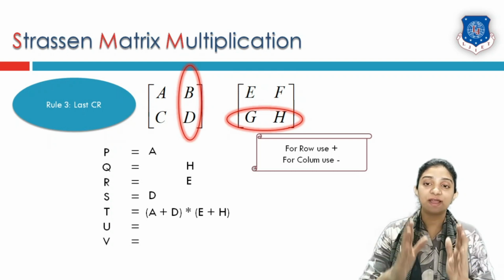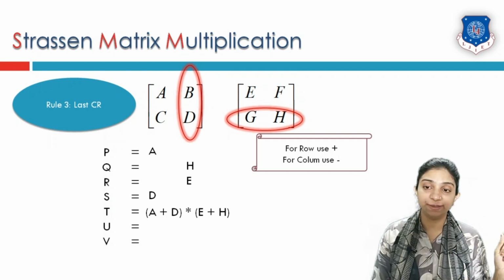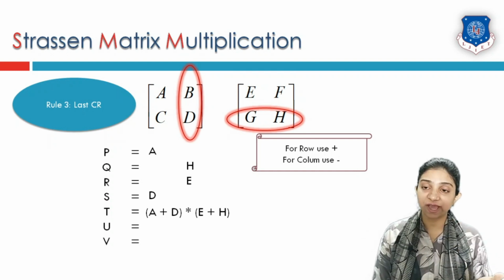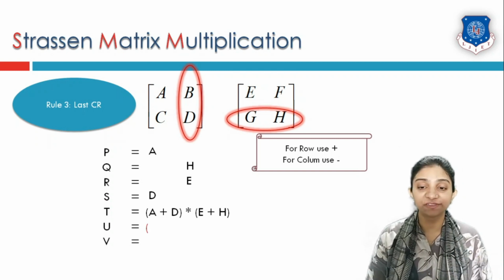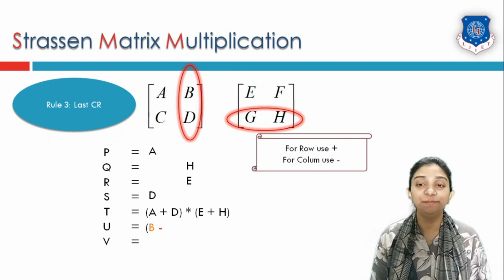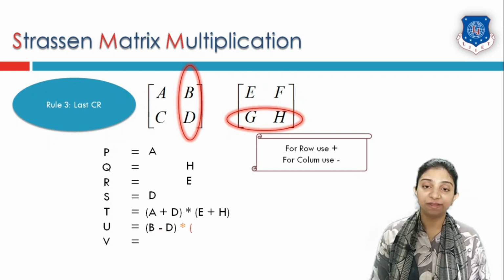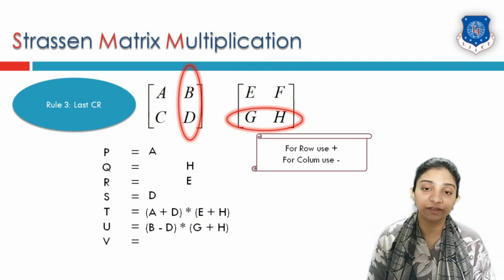So here we have B and D. That's why we will write down B minus D into G and H. I will use plus sign because they are row elements. So I will call it as G plus H. So this is B minus D into G plus H. So this is my third rule and I have done with 6 formulas.